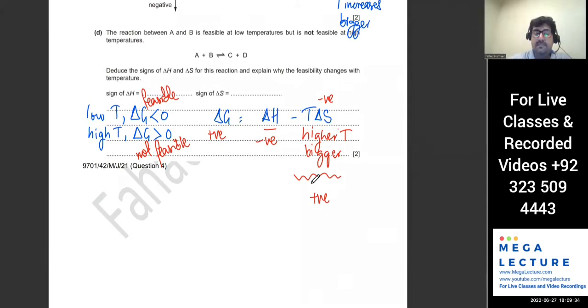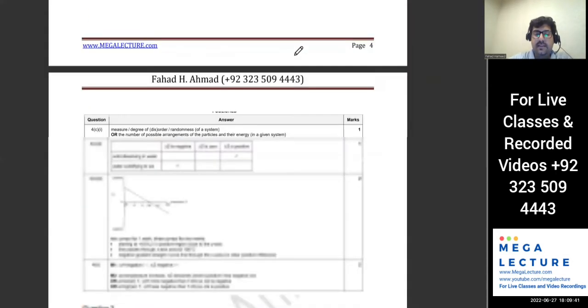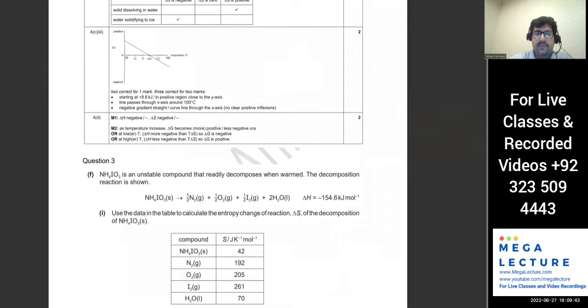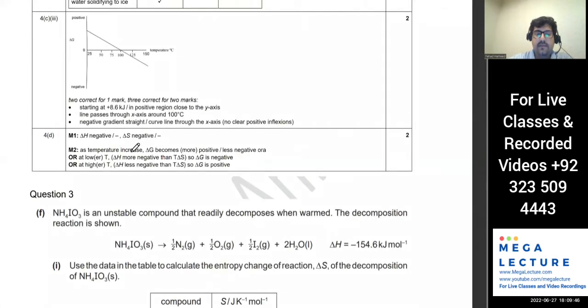So just make sure we did go through the entire table, and the explanation for this is given over here. Both of them are negative. So as temperature increases, delta G becomes more positive. So at lower temperature, delta H is more negative than T delta S. And at higher temperatures, the T delta S becomes more positive because it becomes bigger in size.